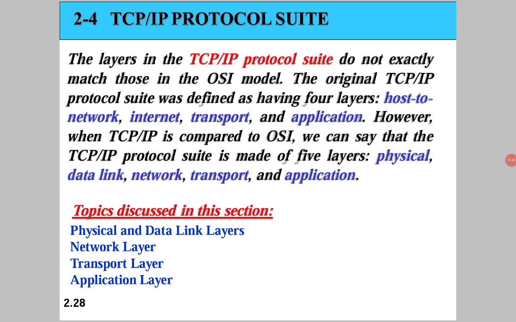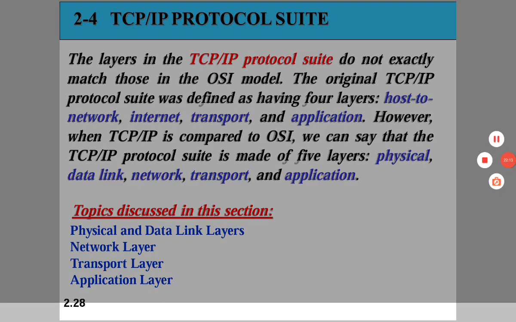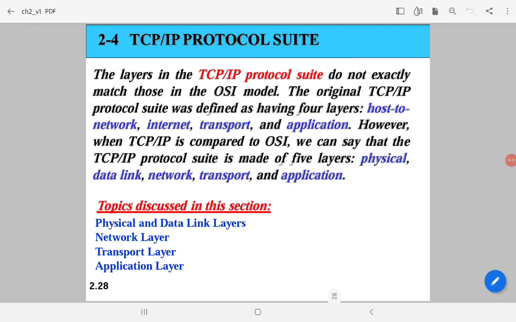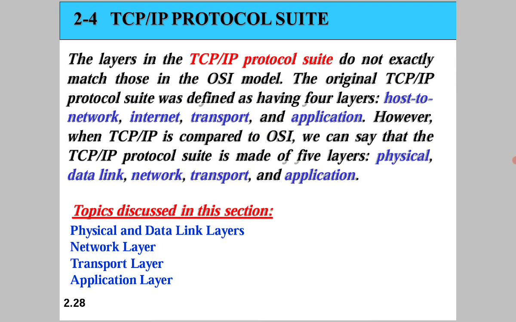Data network models. Network models are of two types. The first one is the OSI model. OSI stands for Open Systems Interconnection model. The second model is the TCP/IP model. The first model is the OSI reference model.